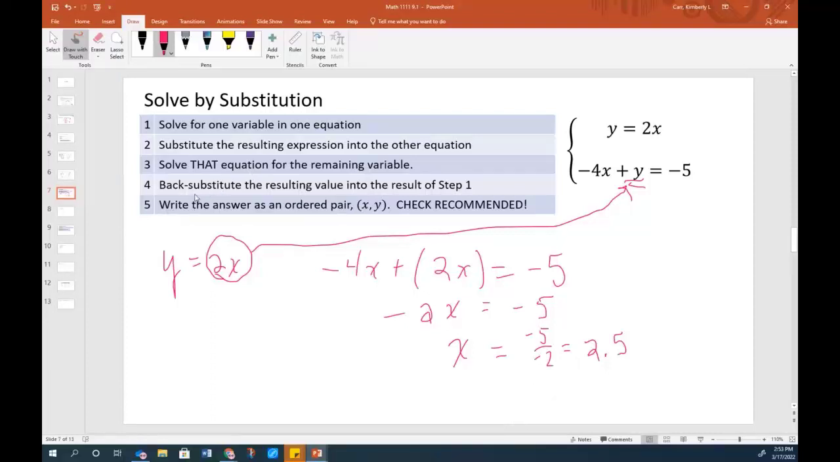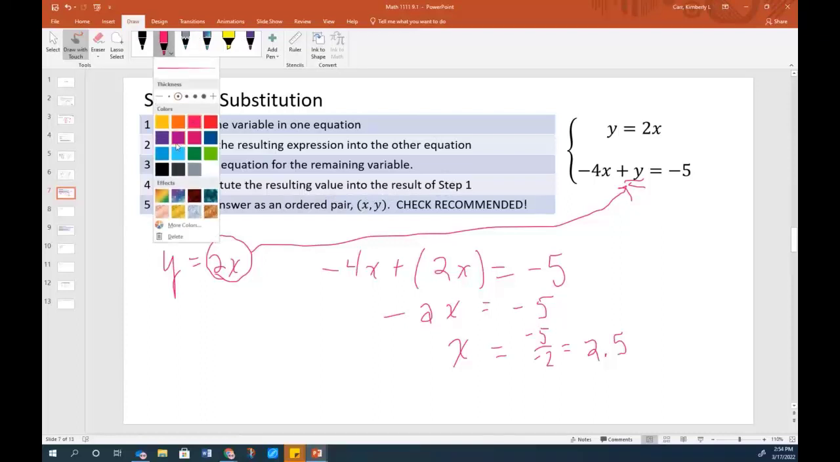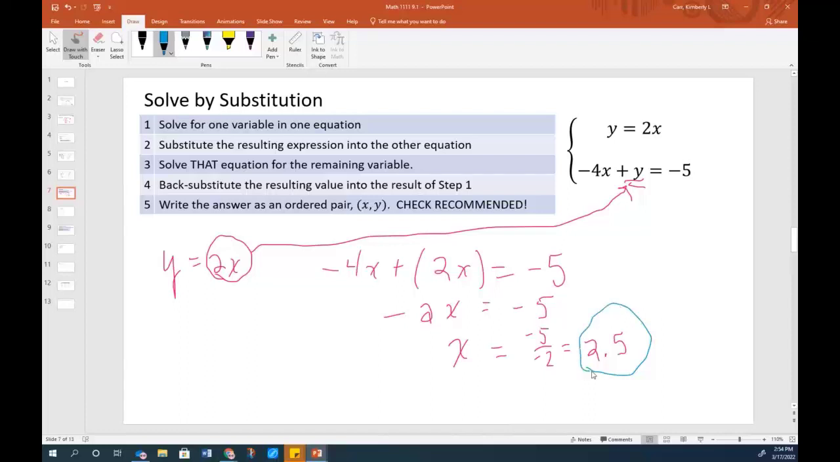Now that I've done this, I did step 3. I solved that equation. So you want to back substitute. You want to take that resulting answer into what you did at the end of step 1. So now I need to take, I'm going to change colors just so we can follow my lines. I want to take this answer, and I want to go back over here and say y is equal then to 2. If it was 2 times x, it's 2 times 2.5.